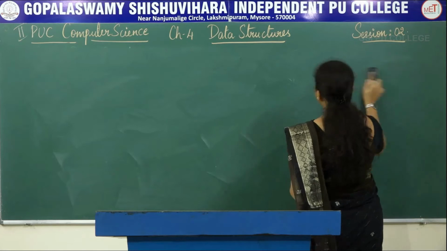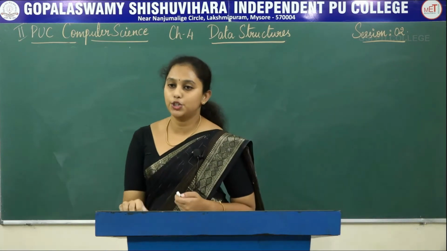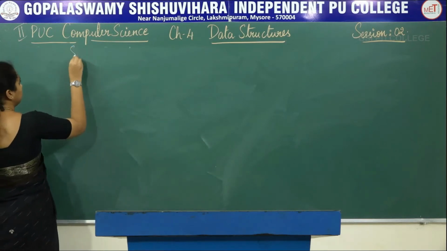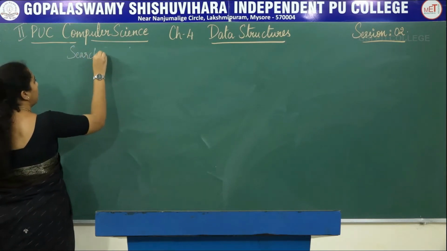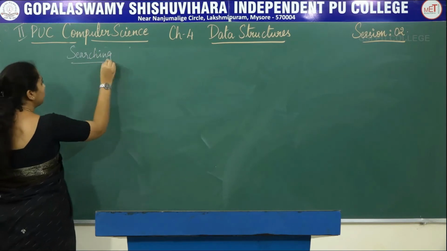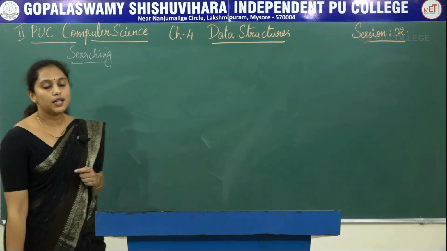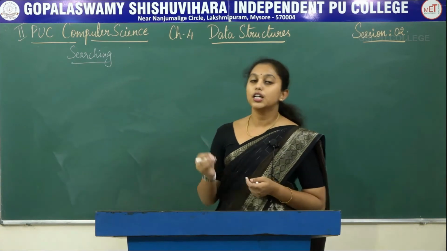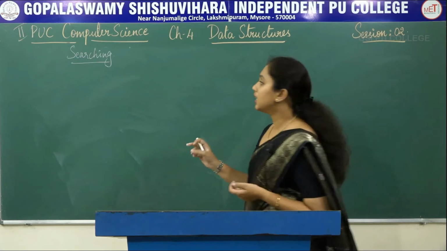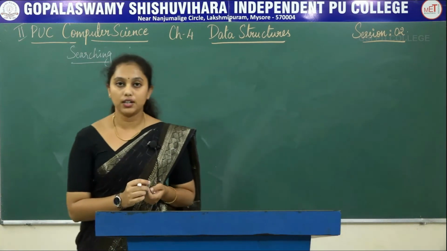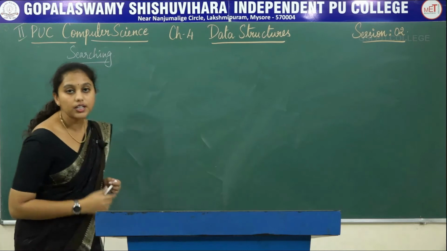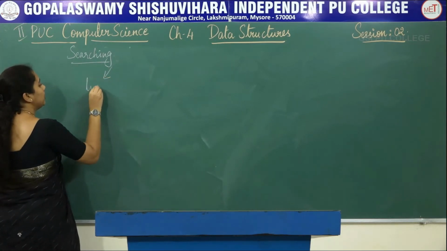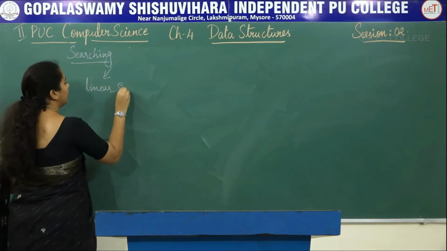Next basic operation is searching. So what is searching? Searching is nothing but the process of finding the location of an element in a linear array. There are two types of searching: linear search and binary search.